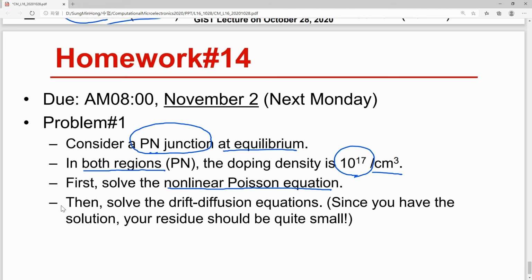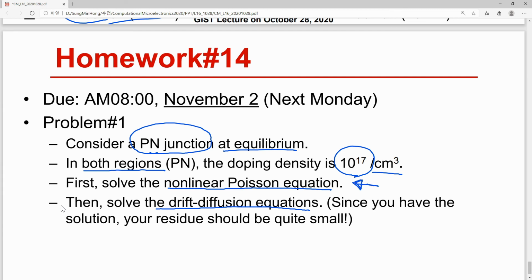You can do it quite easily. After that, solve the drift-diffusion equation; here, when you say drift-diffusion equation, it means to solve the continuity equation. As we did previously, since you have the solution, your residue should be quite small and your update should be quite small. Just verify that you can solve this equation immediately once you have the solution of the nonlinear Poisson equation.